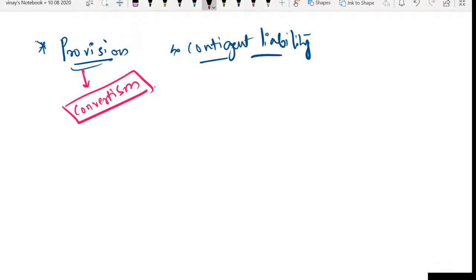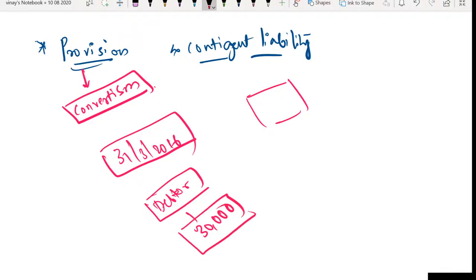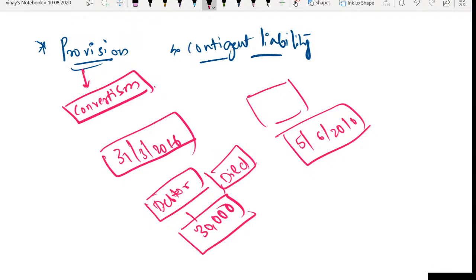Let me tell you one thing. For example, on 31st March 2016, when I was preparing my financial statements, I have a debtor. He is to pay 30,000 rupees, but his due date was not in this year; it was on 5/6/2016, meaning the next year. But he died on this date, and I came to know that he died. So was there a possibility that I'm going to get this money? The answer is no.